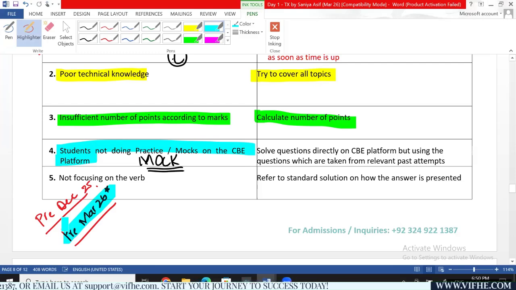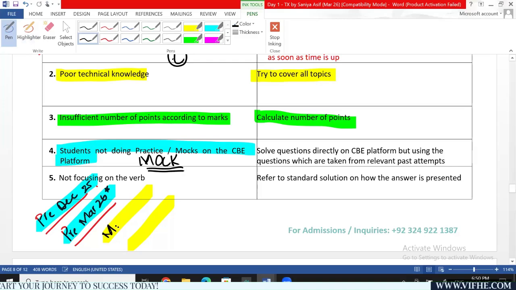So there is the pre-March 26 mock, the pre-December 25 mock, and there are two exam sets: the March, June 25 and the September, December 25 exam attempts. They could also be done on the exam portal.